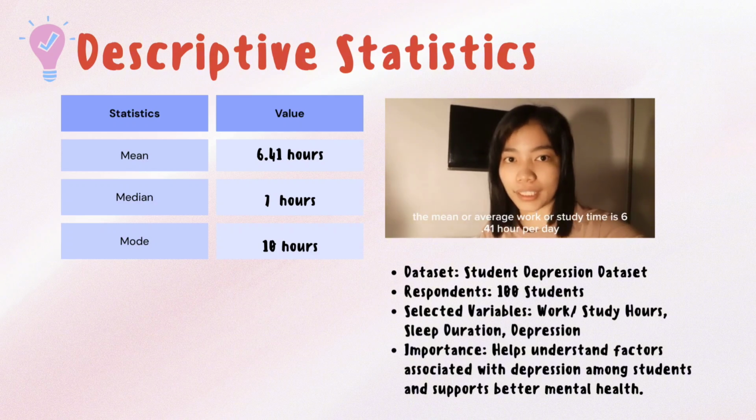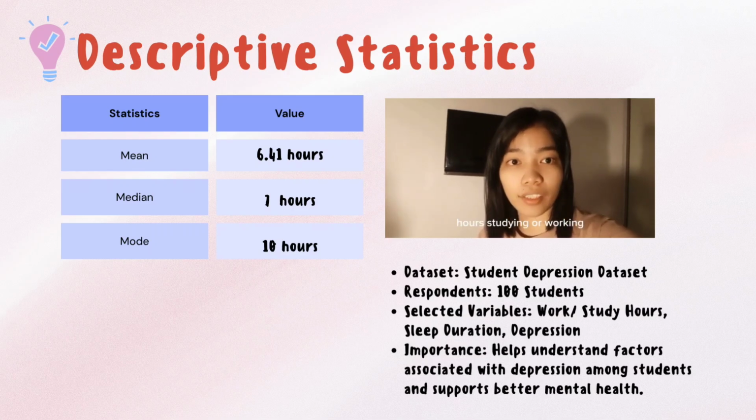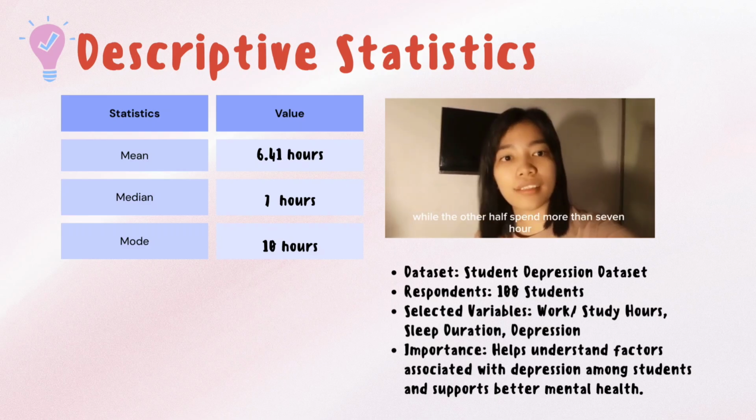6.41 hours per day. This tells us that students generally spend around 6.5 hours studying or working. The median is 7 hours, which means that half of the students study or work for less than 7 hours, while the other half spend more than 7 hours.